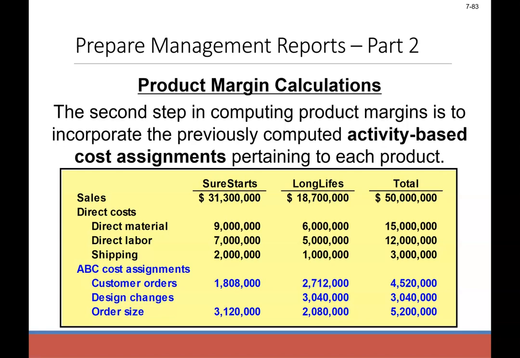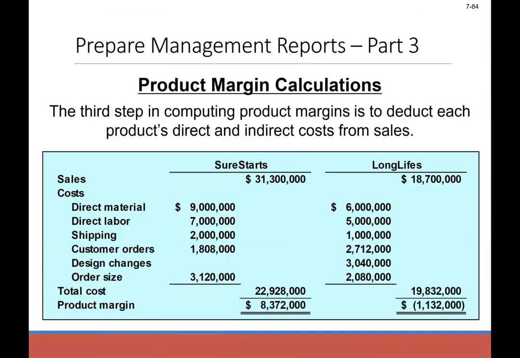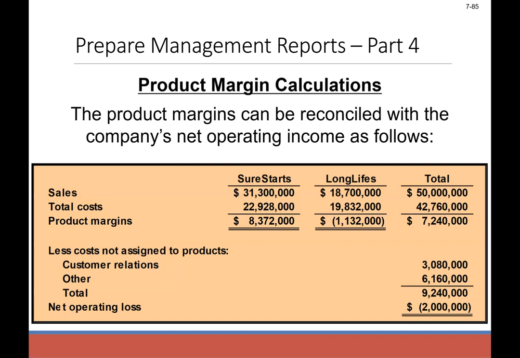Okay, do you see that? And look at the sales, and the cost assigned to each. So it's like we're losing money on Long Lives, guys. See that? By taking them by product, Sure Starts have a product margin of $8,372,000, but Long Lives, we're in the hole. We've got a minus $1,132,000. So even though we can't assign all the costs, you see right away that with Long Lives we're not even making money. They're going to have to figure out whether they can increase the price or the sales, or do away with this. What is the answer? It's costing them more than what they're bringing in.